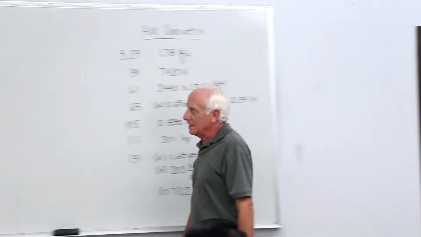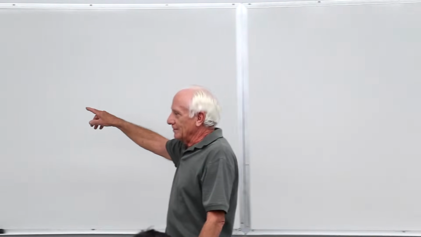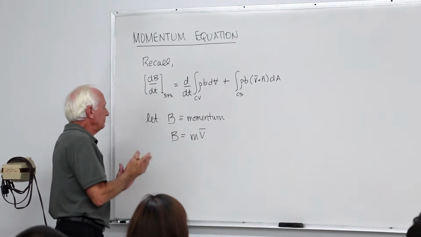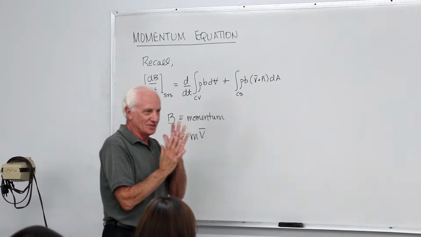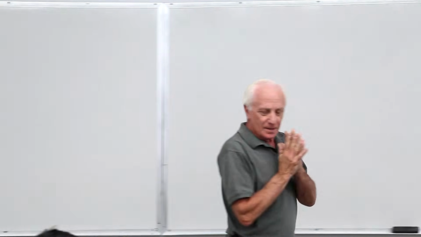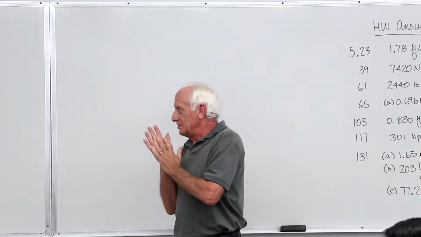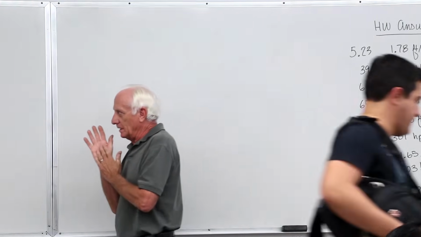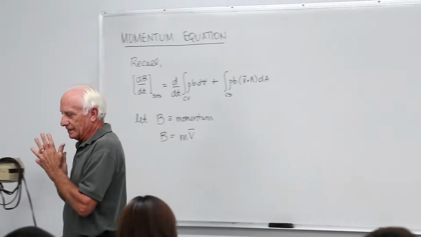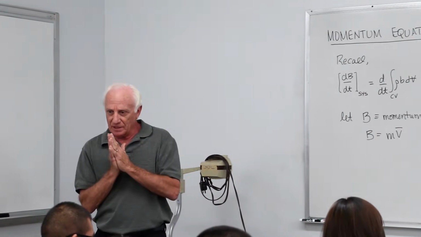So we go back. This is the Reynolds transport theorem from the last part of Chapter 4. The left-hand side is the system. The right-hand side is the control volume, control surface. Initially in Chapter 5, we let capital B be the mass, and that led to the conservation of mass equation, or continuity equation.